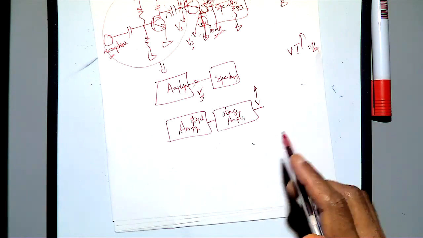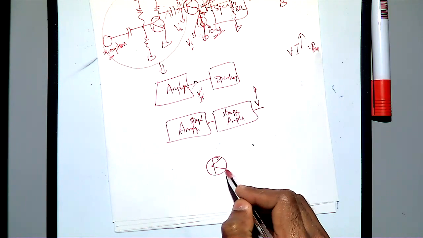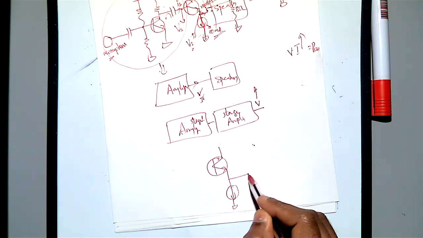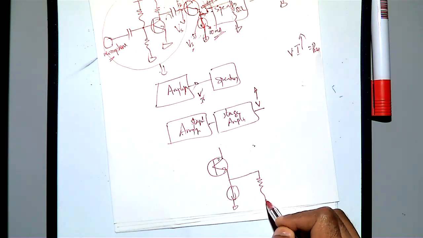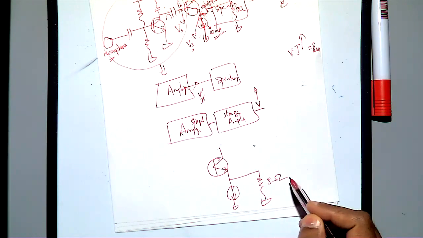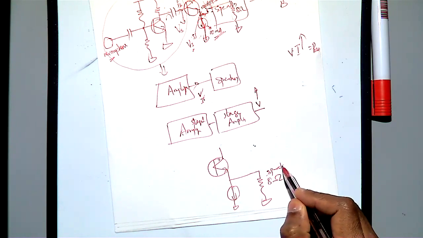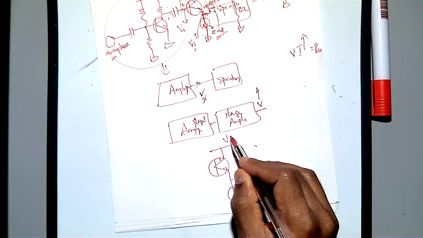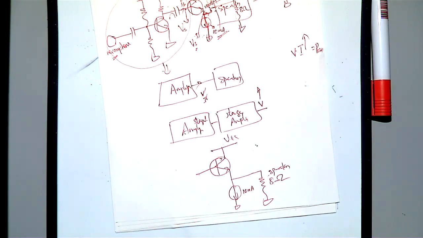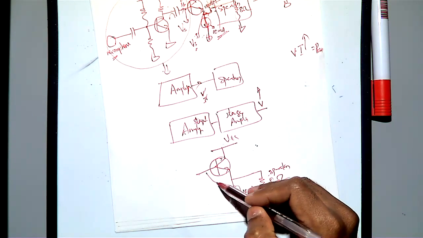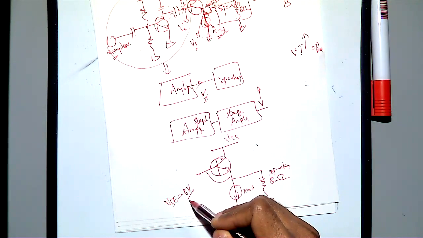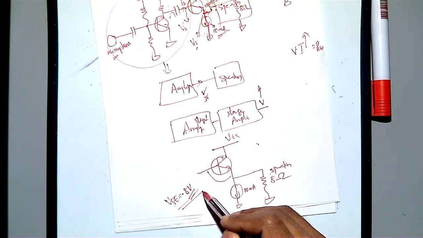So when you have a common collector stage or emitter follower, then this is your speaker. Maybe that is 8 ohms. That's a speaker. And then this you may have biased for the 10 milliamps. This is VCC. Then here you are going to connect a signal. So my question is VB. Usually VB is around 0.7 to 0.8 volt. Here we are going to take 0.8 volt.